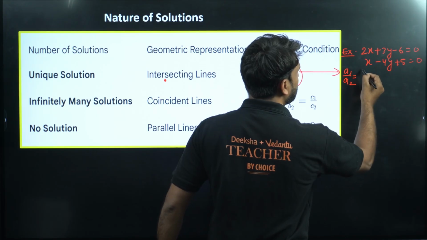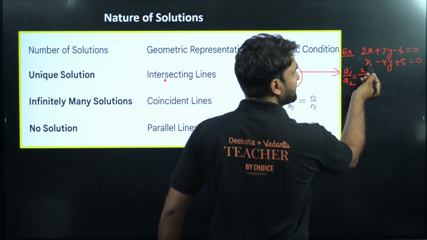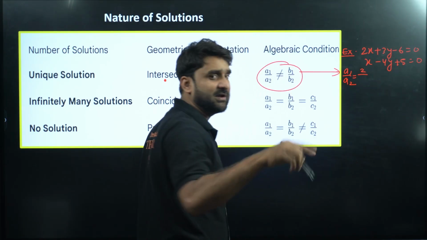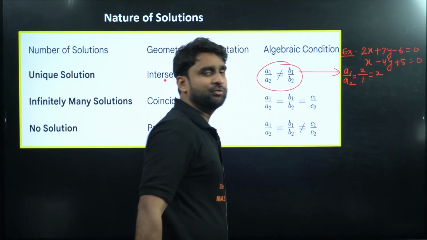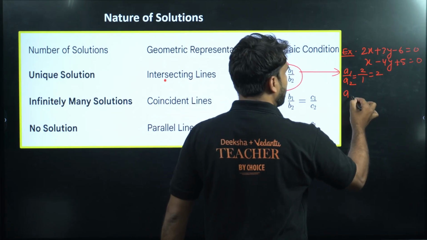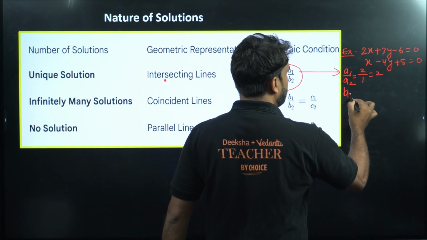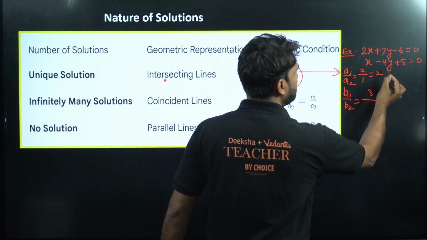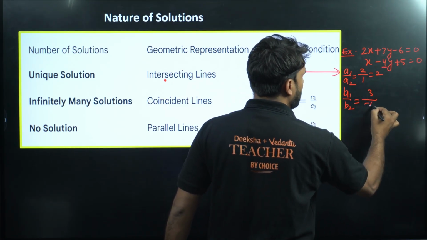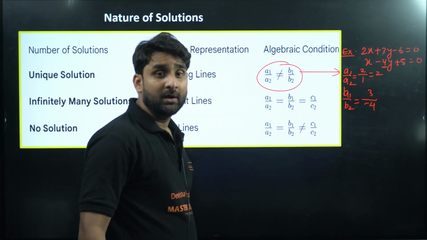So, what will be a1 by a2, champion? a1 is here 2 and a2 is the coefficient of x in the second equation, and the coefficient of x is 1. So, 2 by 1 is 2. Now, find out b1 by b2. What is b1 here? 3. And what is b2? The coefficient of y is b2, minus 4.